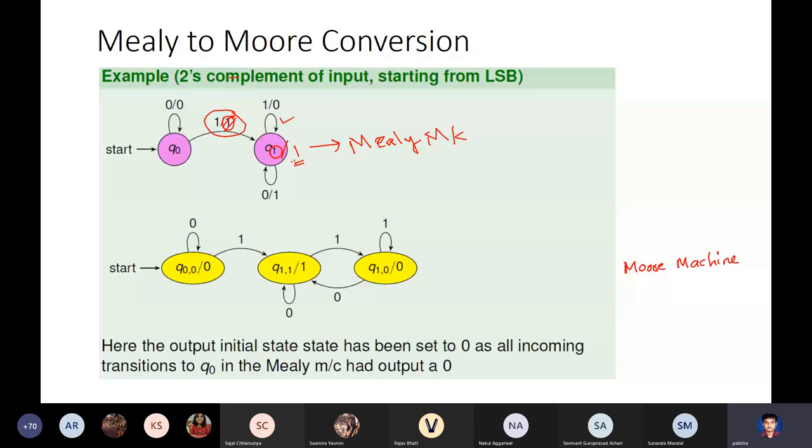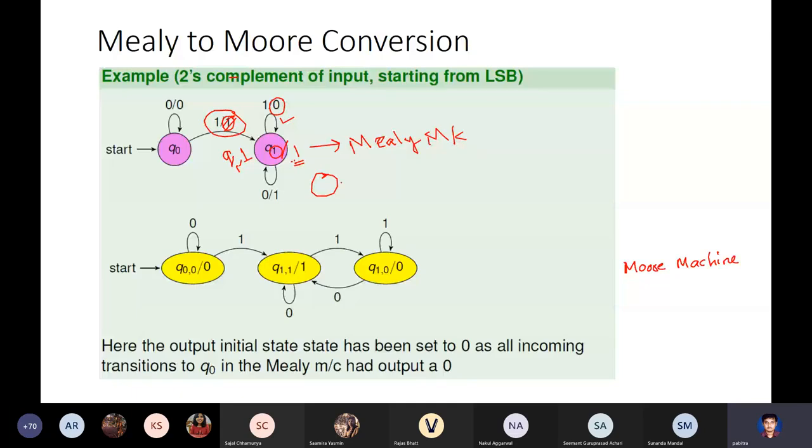So what's the solution? The solution is that you split Q1 into 2 states. So this is another state, and this is the old state. What are the 2 states? The first state is Q1 and the output is 1. And the next state is Q1 again, but the output is 0. Okay.